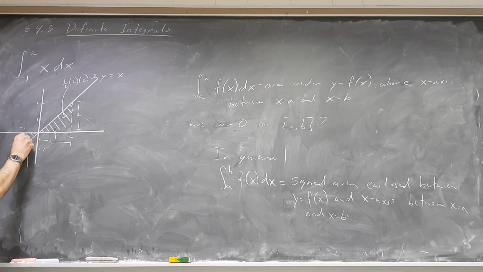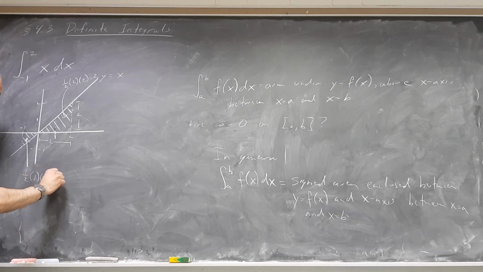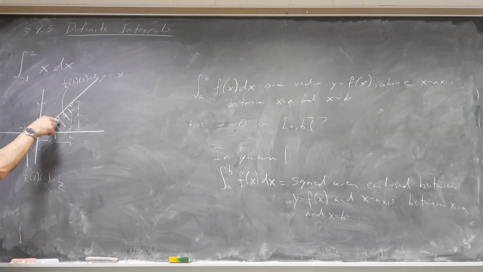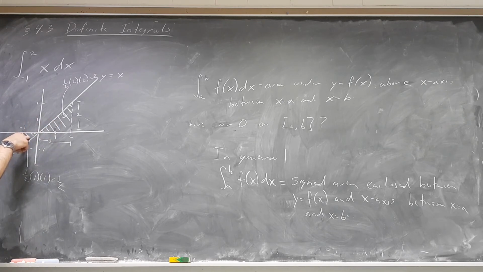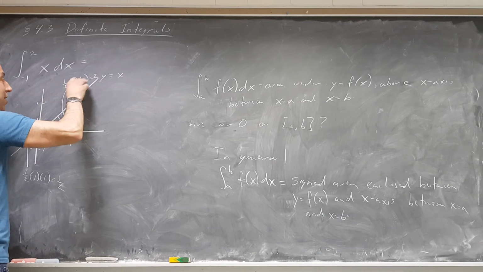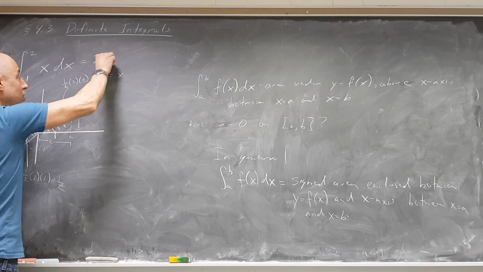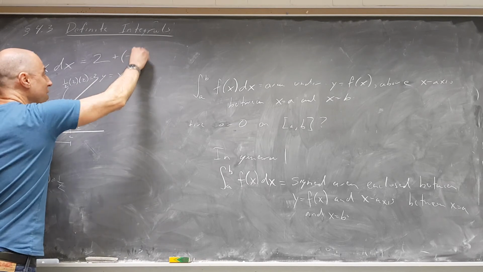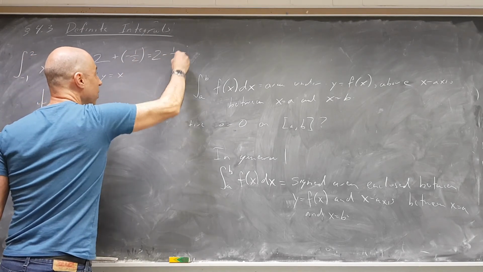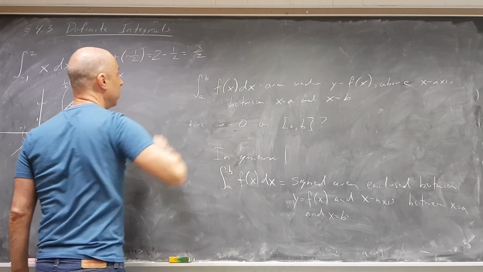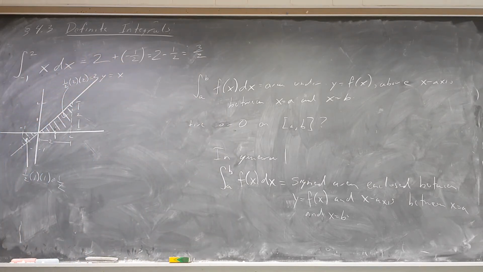And the area of this triangle is 1/2 base times height. So 1 times 1, so that's 1/2. But it counts as negative. So this part counts as positive, this part counts as negative. So the signed area is the area of this part, 2, plus -1/2. In other words, 2 minus 1/2, or 1/2. So when you're computing the signed area, in other words, computing the definite integral, you take all the positive stuff and subtract off all the negative stuff.